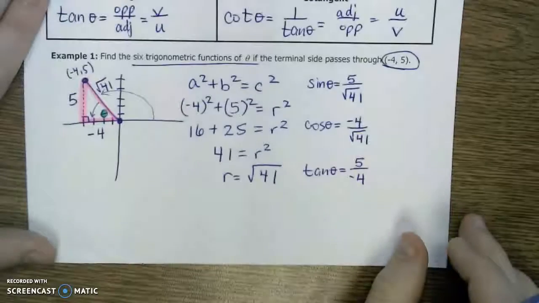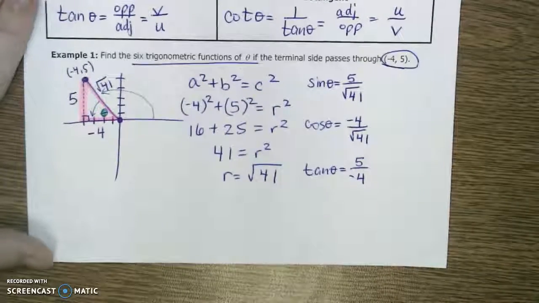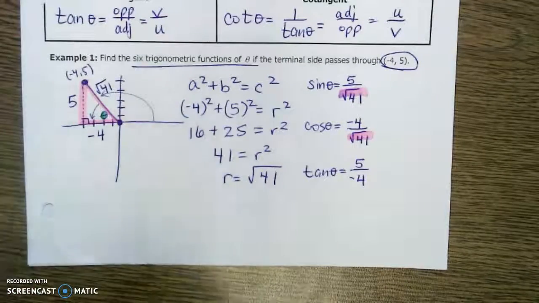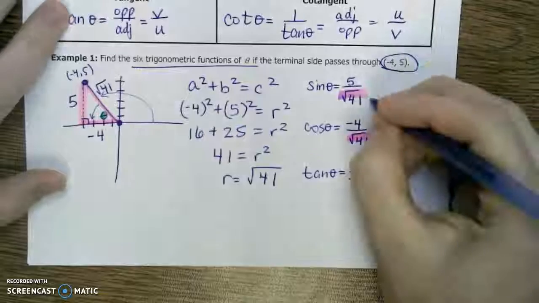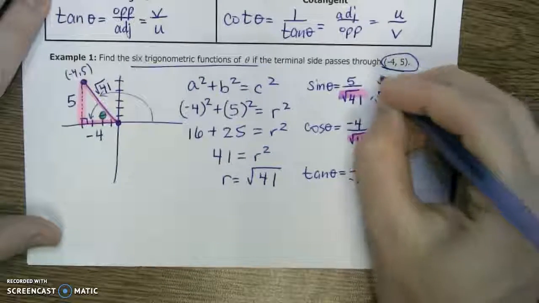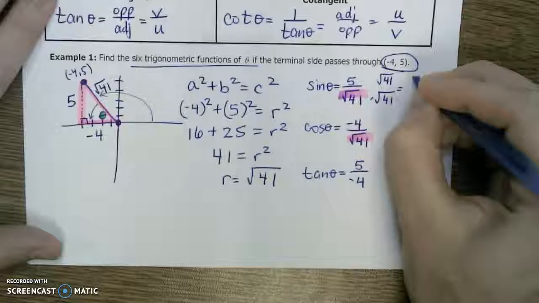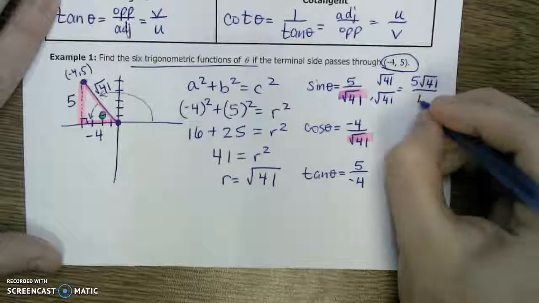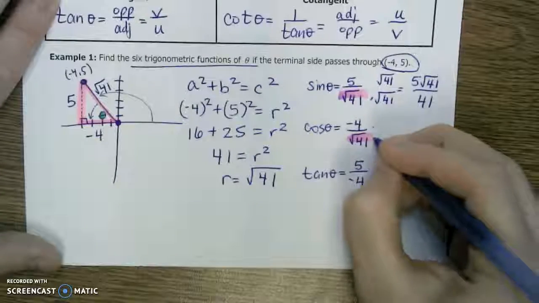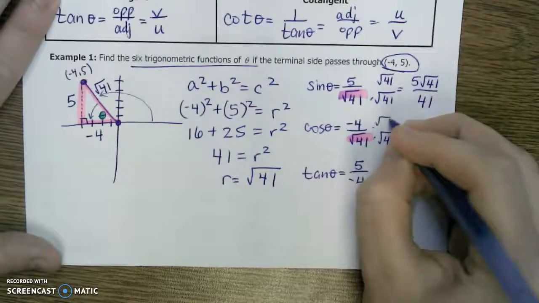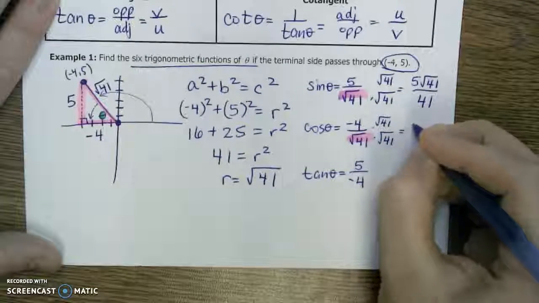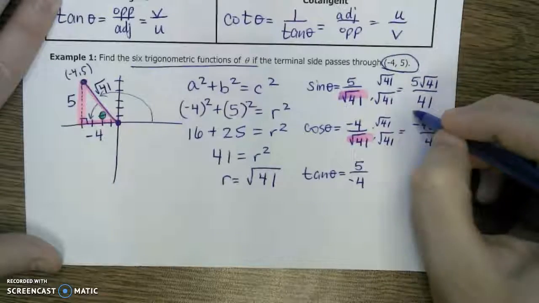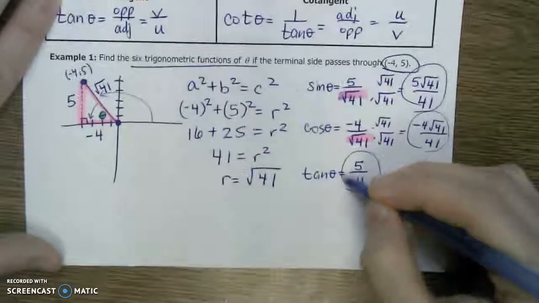Now, the only problem with what we've written is that you can't have a radical in the bottom. So we need to get rid of it. We need to rationalize the denominator. So we're going to multiply by the exact same radical on top and on bottom, which will give us 5 radical 41 over, this just cancels your radical, you get 41. Multiply by radical 41. That gives us negative 4 radical 41 over 41. So that's sine, cosine, and tangent.